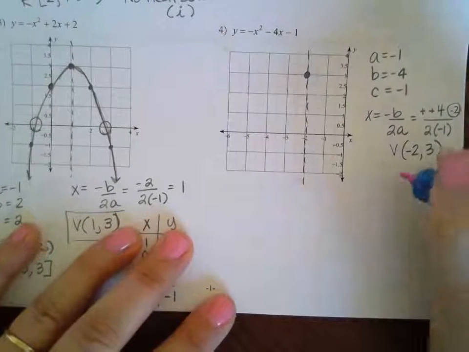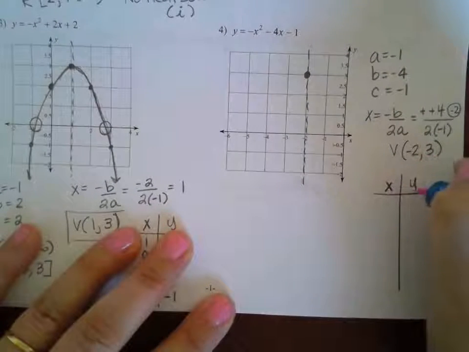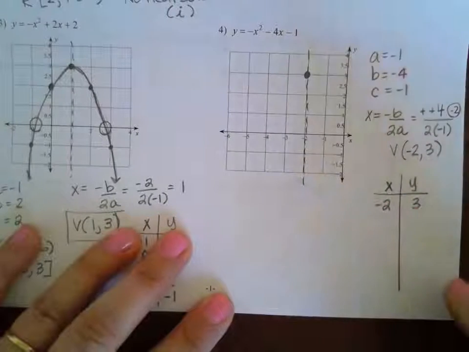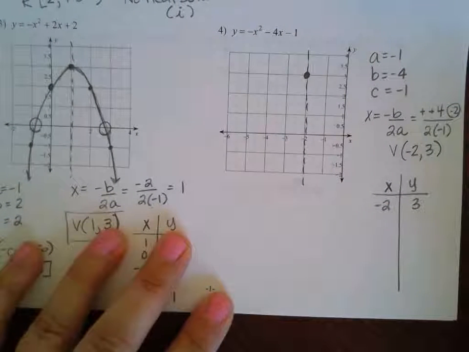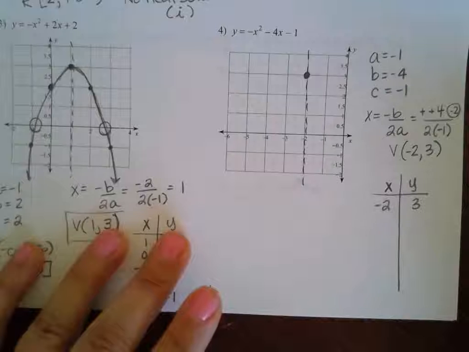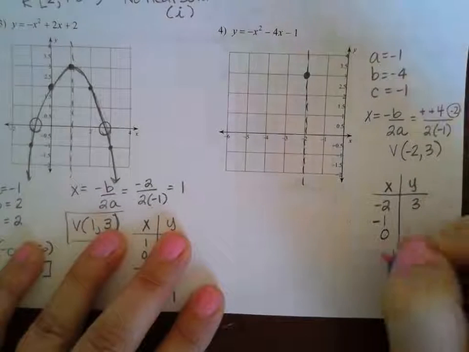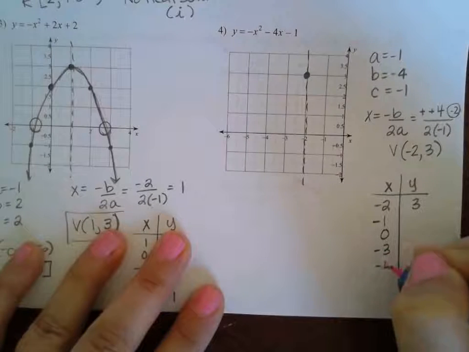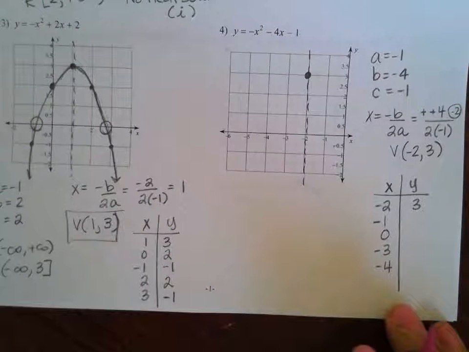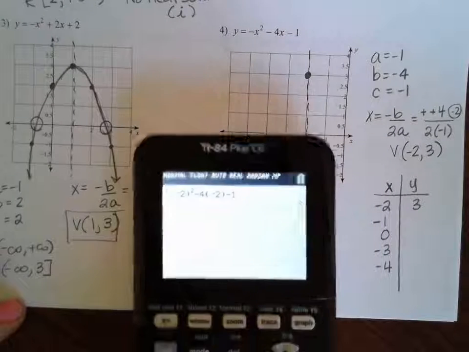Now we're going to do our x and y chart. So negative 2, 3. Pick 2 numbers bigger than negative 2 and pick 2 numbers smaller than negative 2. So how about negative 1 and 0? And how about negative 3 and negative 4? Okay? And we're going to plug those in to the equation wherever we see an x value. So let's grab the graphing calculator.